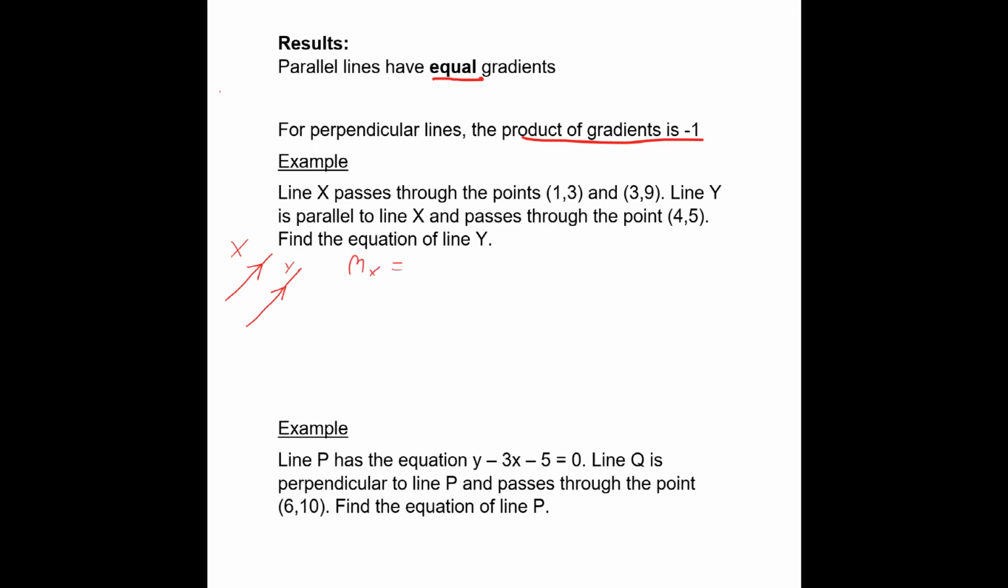So if I call this my second point B, and the point further to the left, 1, 3, my first point A, I have 9 take away 3, y2 take away y1, over 3 take away 1, x2 take away x1. I get 6 over 2, which is 3. So the gradient of line X is 3. But because Y is parallel to line X, it's also got gradient 3. So I can say the gradient of Y is 3.